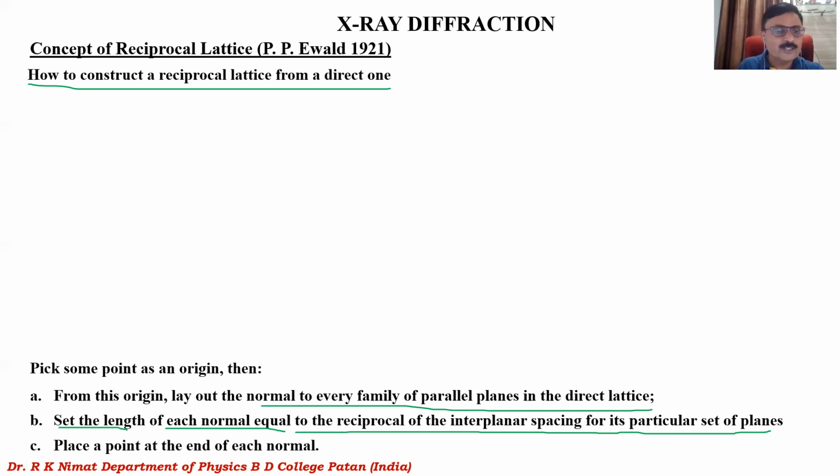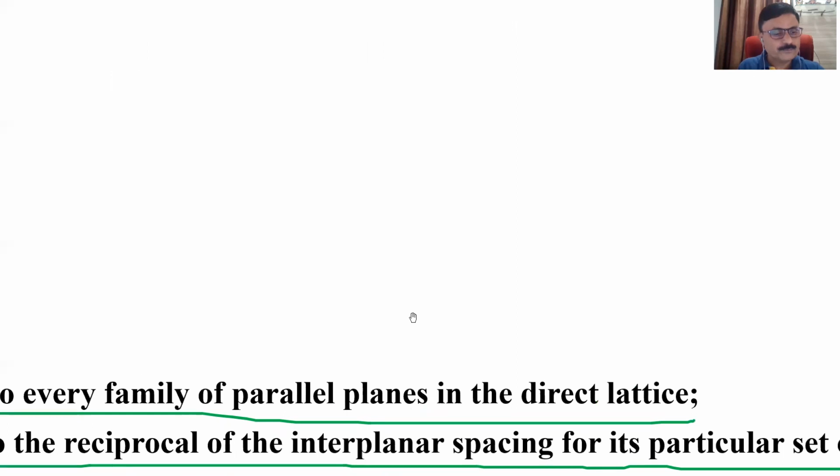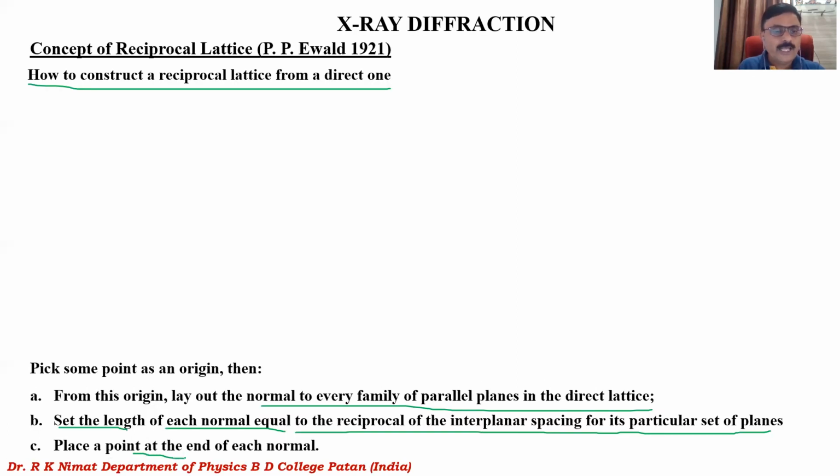And the last step is we have to place a point at the end of each normal, and that point is called the reciprocal lattice point. So this is a very simple method to represent a two-dimensional plane in terms of a single normal. Now, by constructing such reciprocal lattice points, you will get all the information about the crystal that we can get in the direct lattice. It means you will be able to know the Miller indices, the interplanar spacing, all these things that you can get by constructing this reciprocal lattice.